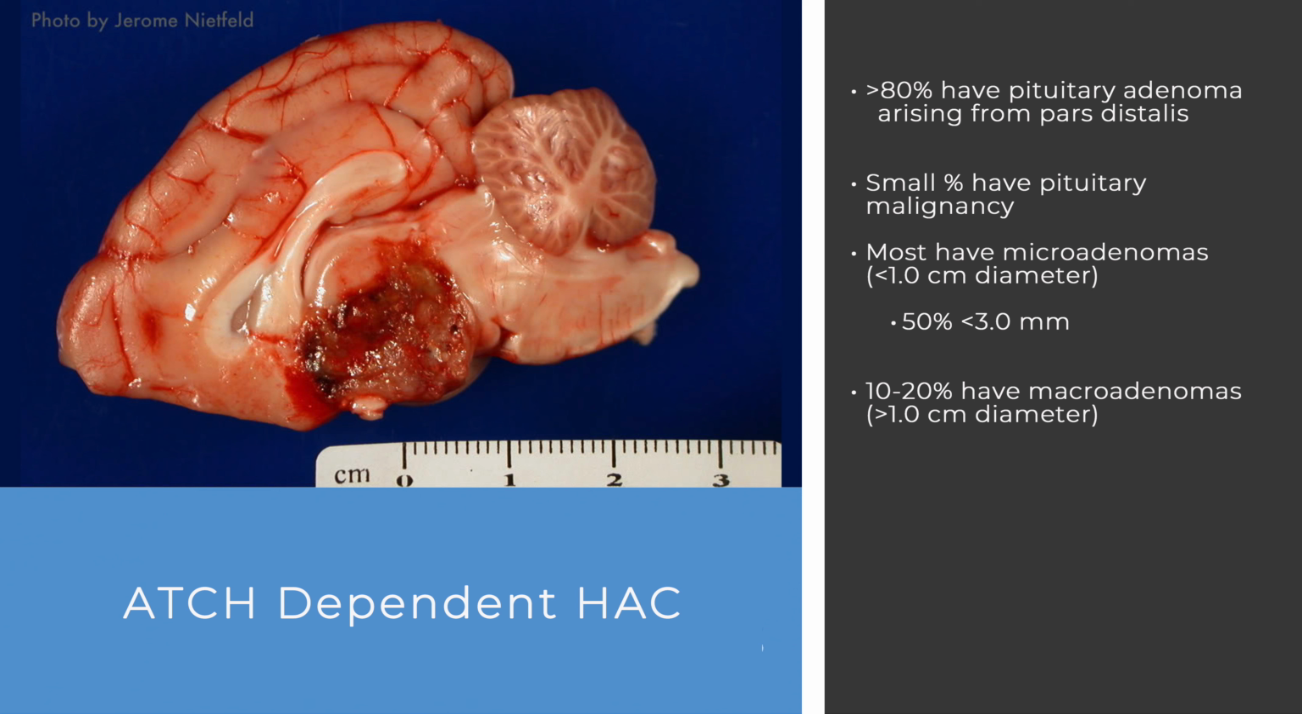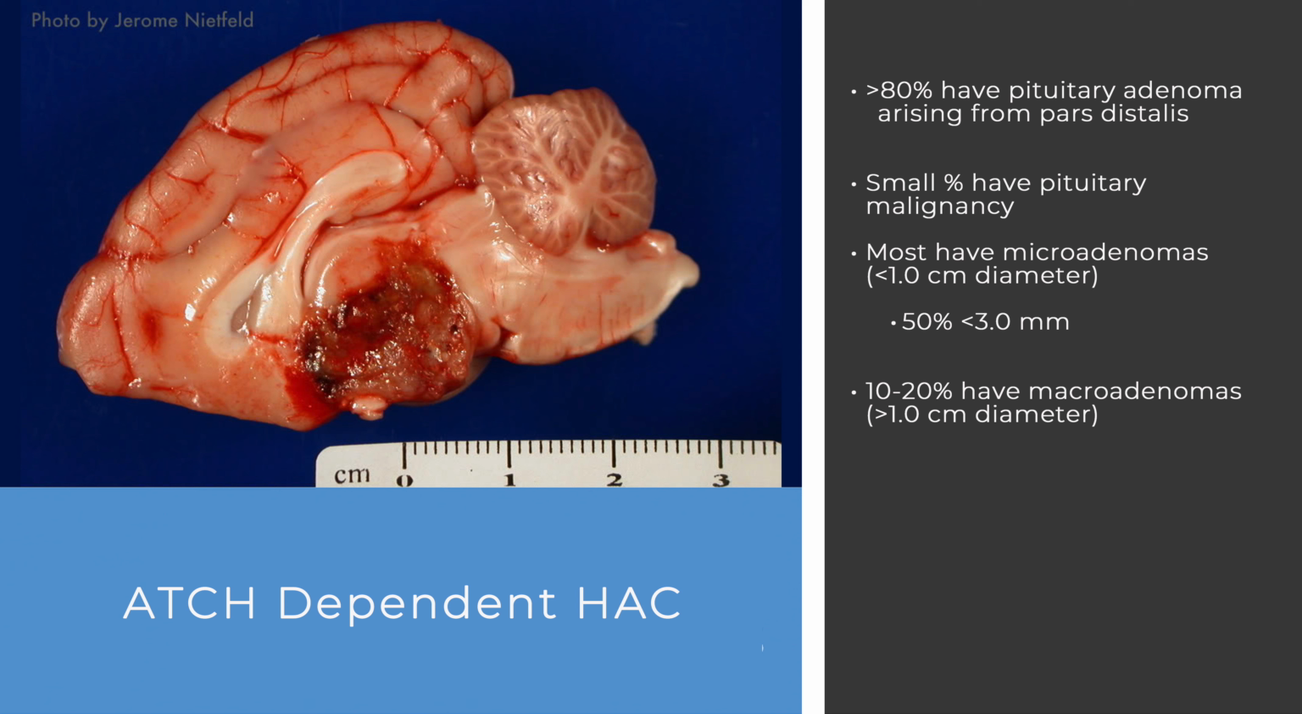Most patients with the ACTH-dependent form of the disease have adenomas arising from the pars distalis of the pituitary gland. Very few of these growths are actually malignant. For this reason, one of my asks of practicing veterinarians is to try and avoid the term brain tumor when you're talking to families about their dog with ACTH-dependent Cushing's disease.